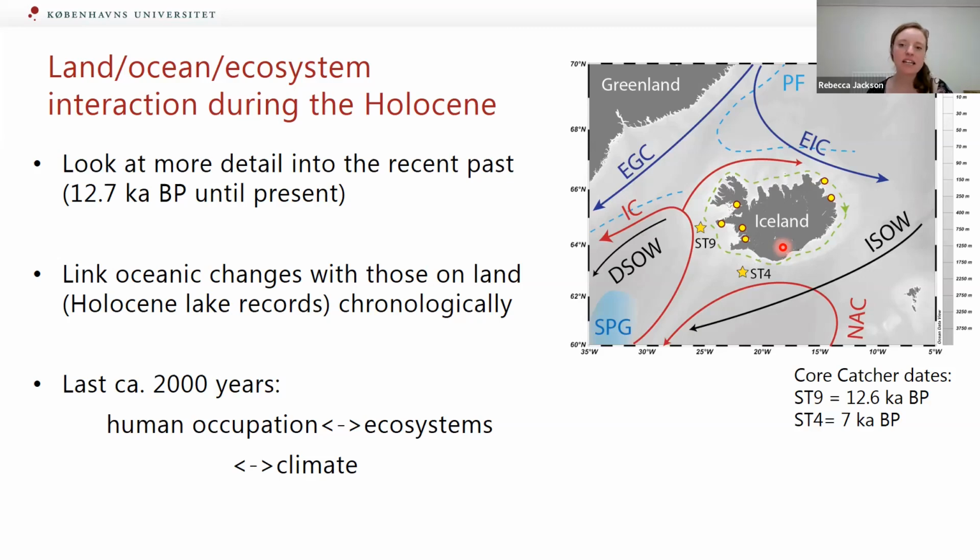But also in that we can see if changes on land, I mean in the last 2,000 years, that also includes, of course, the human part of the system. And if the ecosystems on land and in the ocean are changing coevally, if they're responding differently to climate, and how this all fits in together. So this is a really nice, holistic way to look at marine and terrestrial ecosystems and climate and how this all fits together.